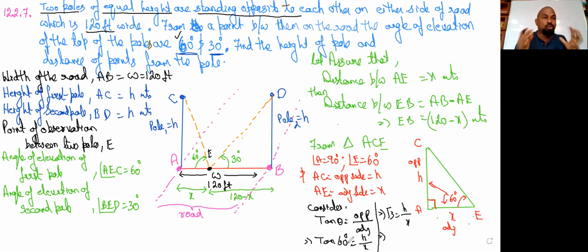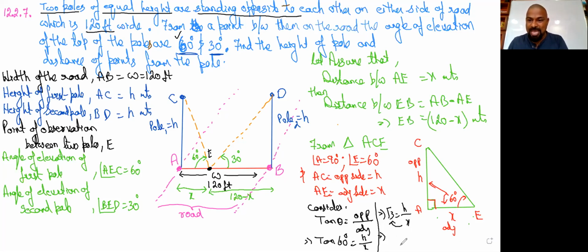I want to isolate one of the variables. Here we have two variables, H and X. So I want to isolate a variable which is present in both the triangles and of equal measurement. Which variable is present in both triangles? It's nothing but H. So I want to isolate H here, right?